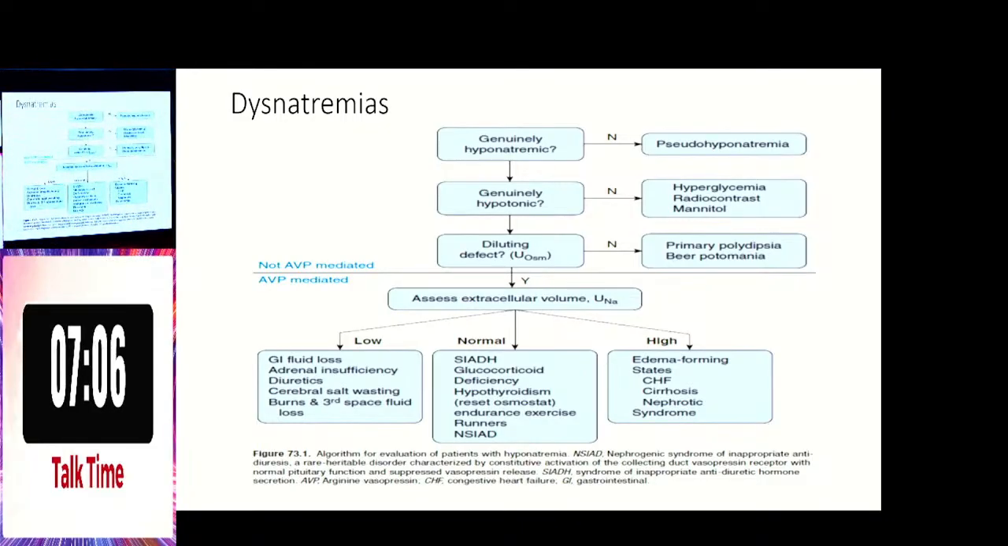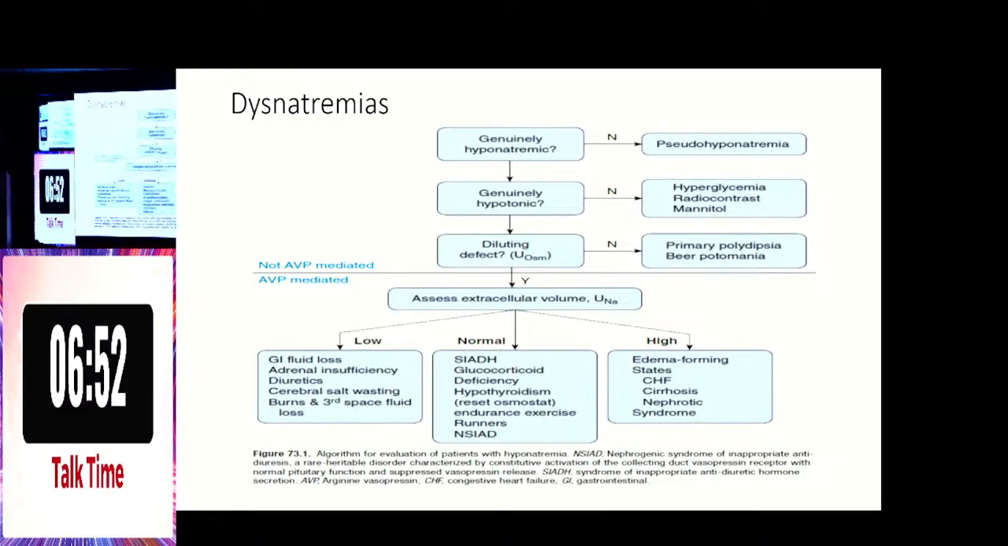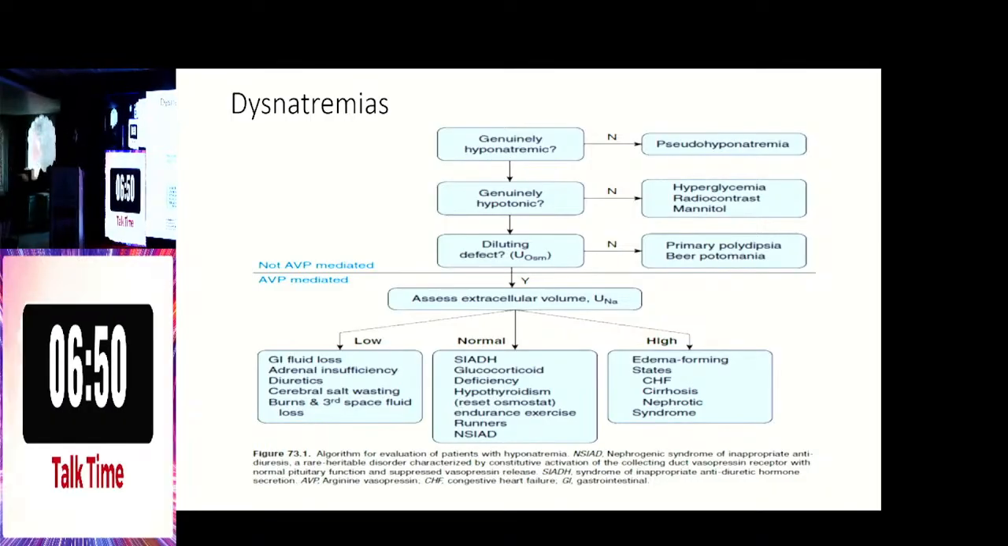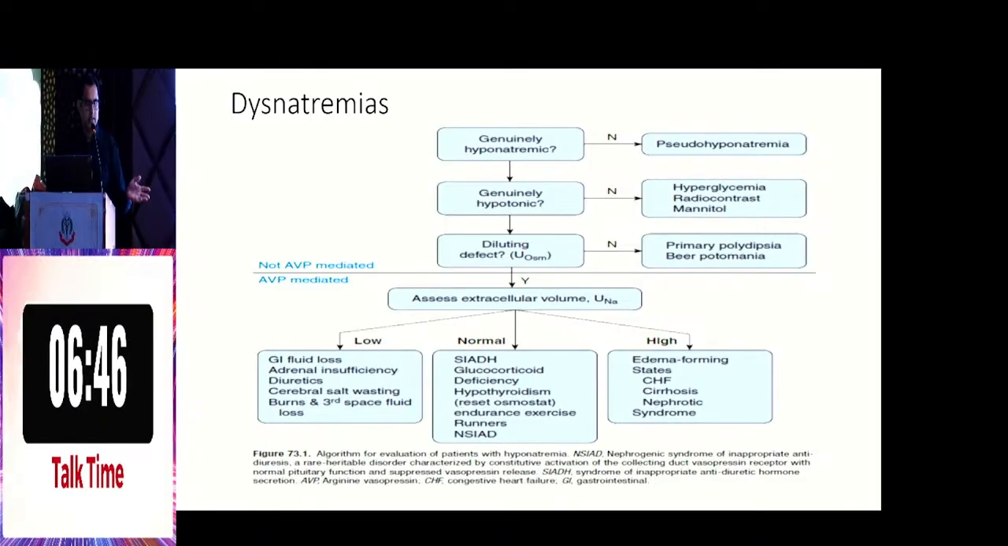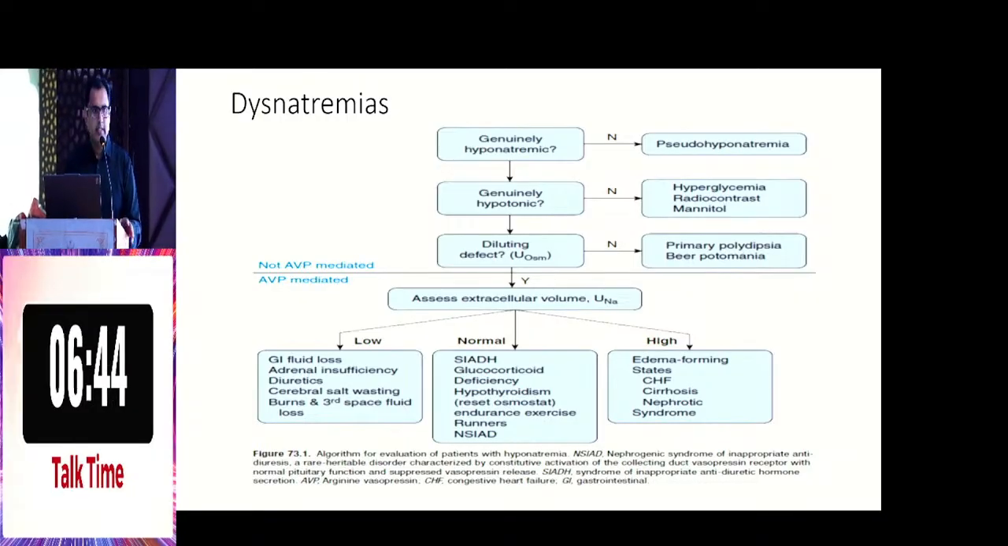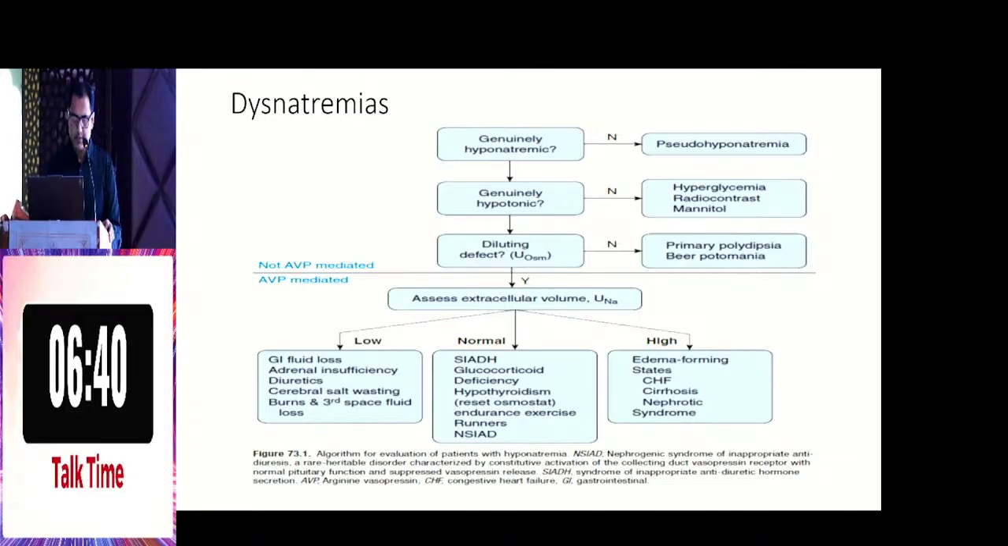If the patient has euvolemic hyponatremia, the most common cause is SIADH. Other causes could be severe hypothyroidism, glucocorticoid deficiency, etc. Also marathon runners who ingest large quantities of water during the activity. And if the patient is hypervolemic, that is the extracellular volume is high, the causes could be cirrhosis, nephrotic syndrome, or congestive heart failure.